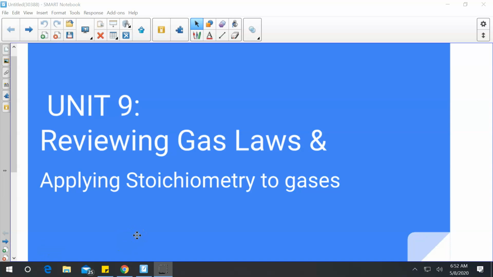Unit 9 is going to review gas laws with you briefly at the beginning and then apply stoichiometry to those gases. In the past, we have applied stoichiometry to solids. Now we're going to be able to apply it to gases with this part of the unit, and then later we'll apply it to liquids.